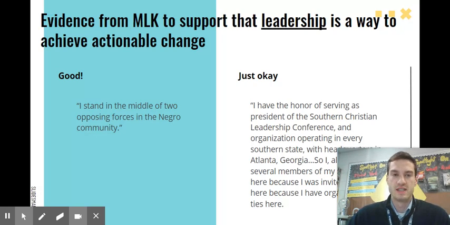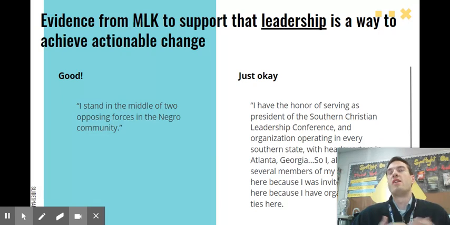Now look at the one on the left-hand side. It's much shorter, right? It's much more to the point. And that's what I like about this one. It says, I stand in the middle of two opposing forces in the Negro community. This one packs a punch because it uses some strong language, talks about opposing forces, and it paints this picture of MLK standing in between these two forces, pulling him back and forth. I have lots of opportunity here to explain why this shows that leadership is helpful.